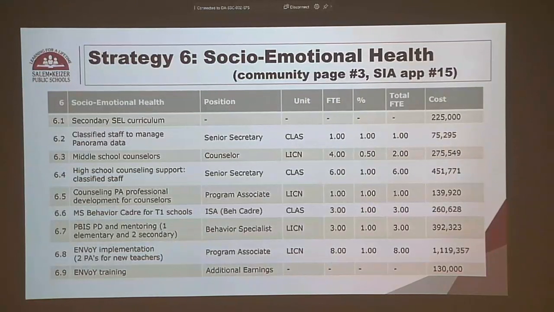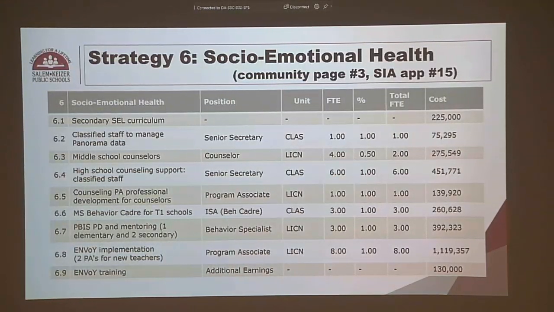The classified staff, secretarial or clerical support staff to support our high school counselors and get them back working to the height of their license is a total of 6 FTE. We need some professional development for our counselors. There's a licensed teacher that would serve in a coaching role there. We need to beef up behavior cadre at our middle school Title I schools. That's a total of 3 additional FTE.